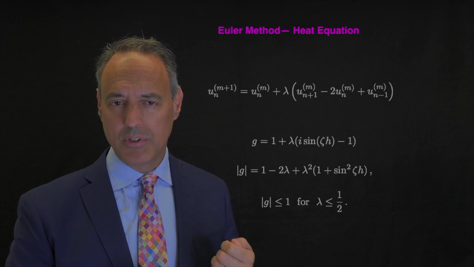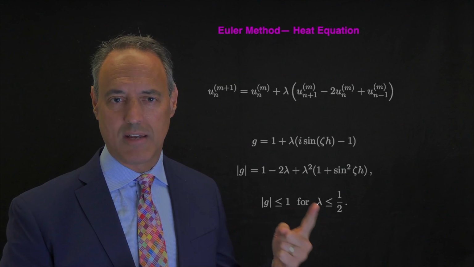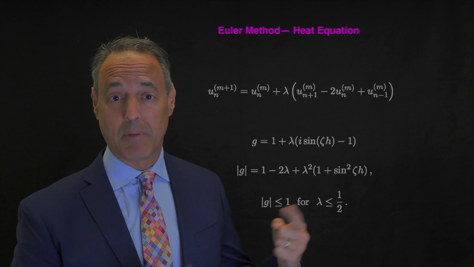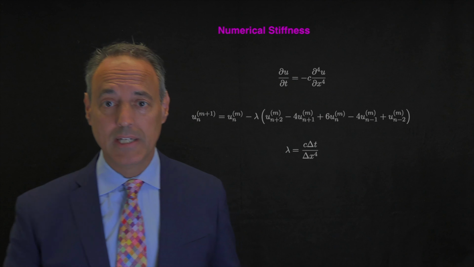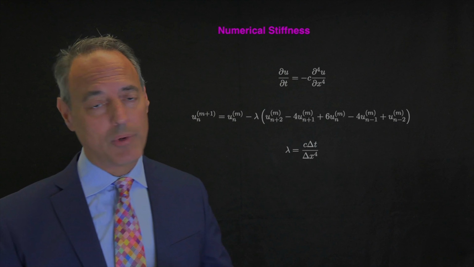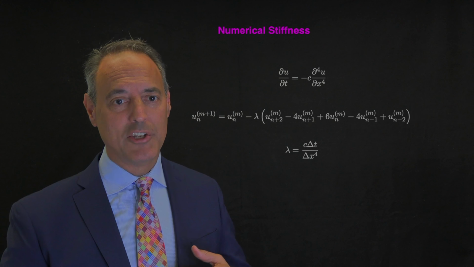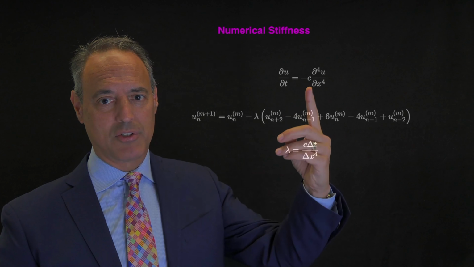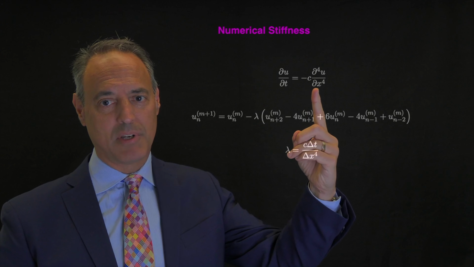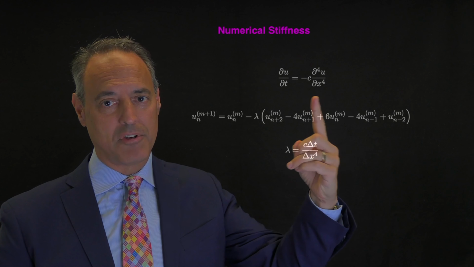So you have to always keep that in mind, and you have to know where the CFL number is, where the stability boundary is. Okay? The reason I want to show you the heat equation is I want to go to what's called hyperdiffusion. So it's basically the heat equation, but now with a fourth derivative for the diffusion term.